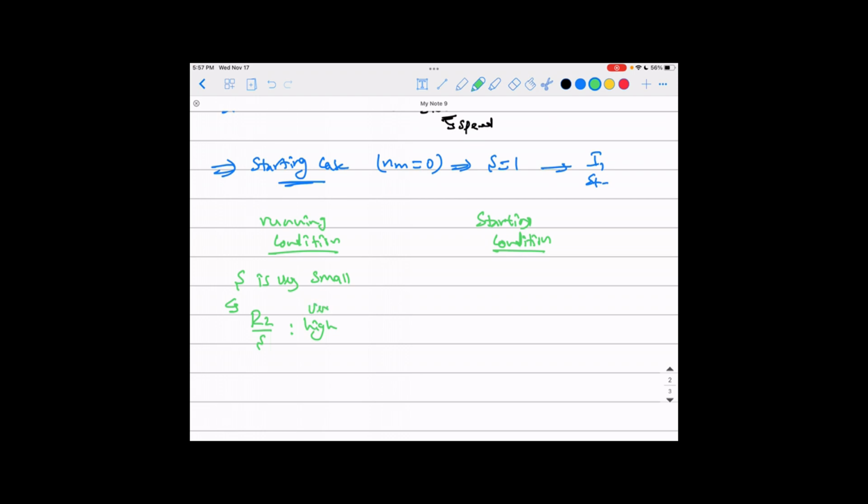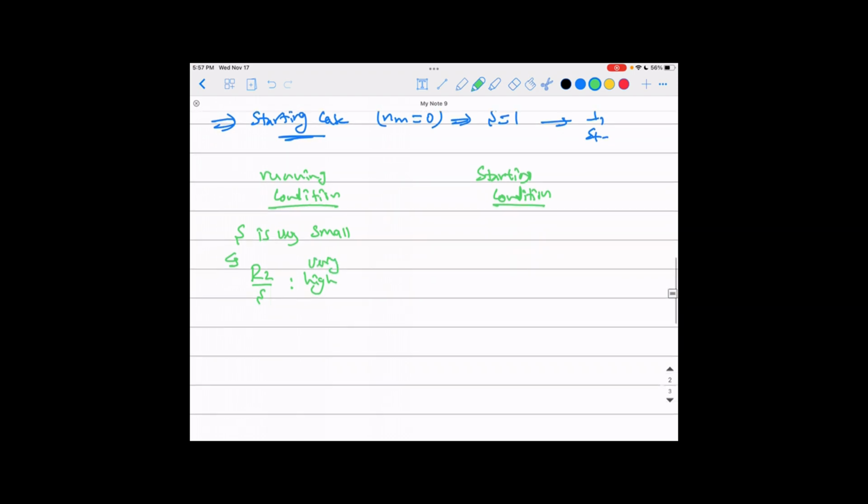That is a very high value, and that means the total impedance of the machine will be very high. Okay, and you just calculate I1 to be V1 over the total impedance of the machine. Okay, if this value is very high, this will be small, and that is the running condition of the machine, and that's how you just see it.